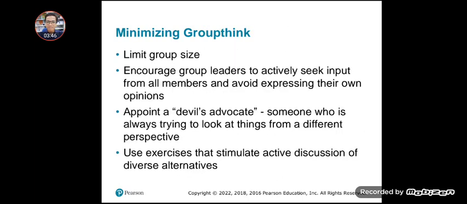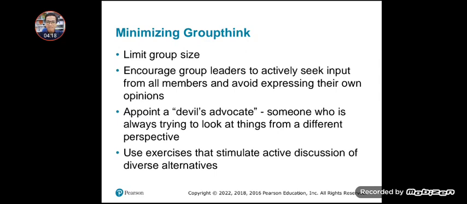Next, when we talk about minimizing groupthink, these are some of the tips on how we want to minimize groupthink. According to Robbins, we can limit our group size, and we can encourage group leaders to actively seek input from all members and avoid expressing their own opinions only. That's another thing which is good here. Appoint a devil's advocate.